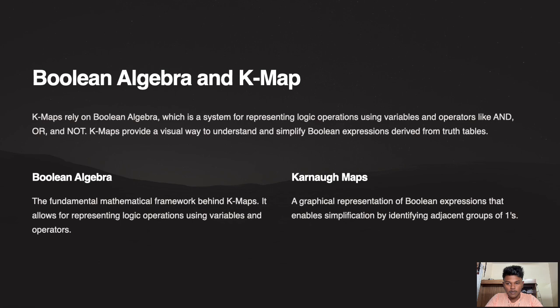Boolean algebra and K-map. K-maps rely on Boolean algebra, which is a system of representing logical operations using variables and operators like AND, OR, and NOT. K-maps provide a visual way to understand and simplify Boolean expressions derived from a truth table. Boolean algebra is the fundamental mathematical framework behind K-maps. It allows for representing logic operations using variables and operators. A K-map is a graphical representation of a Boolean expression that enables simplification by identifying adjacent groups of ones.